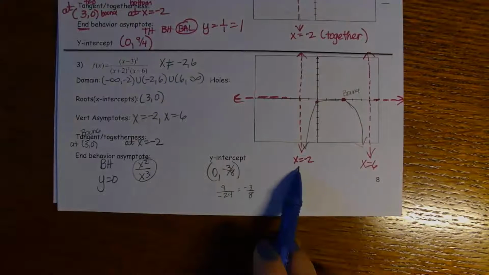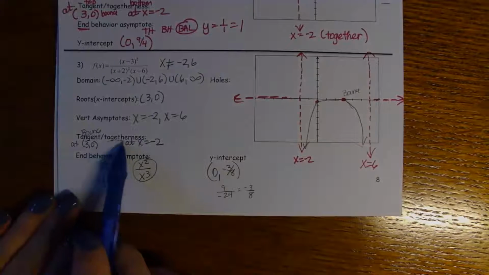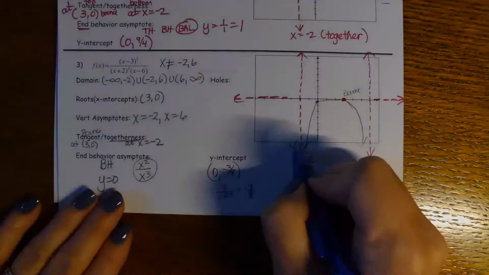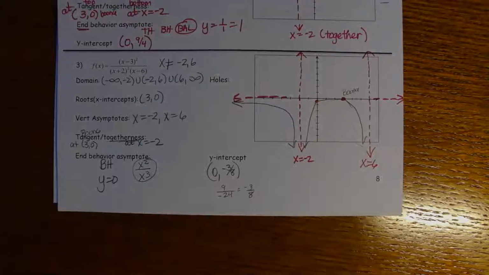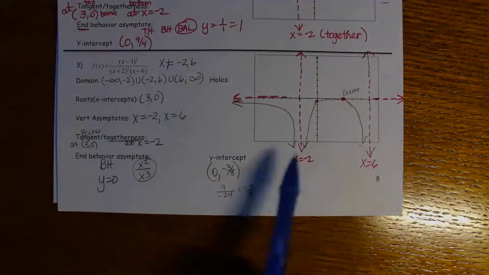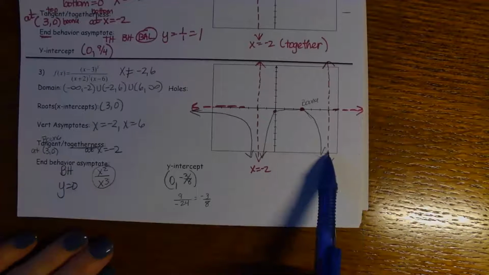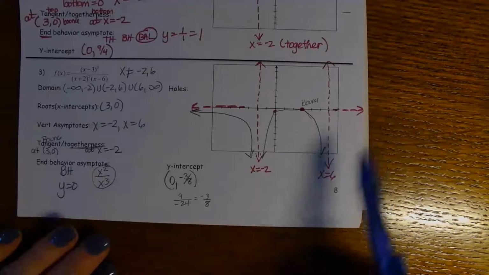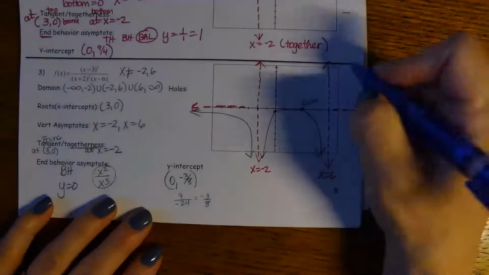Now, what happens at x equals -2? They're together, right? So if this arrow's going down, this arrow's going down. They're together. That's all because that -2 was squared. Now, are they together over here? They're not. So if this arrow's going down, where's the arrow on this side going? Up.